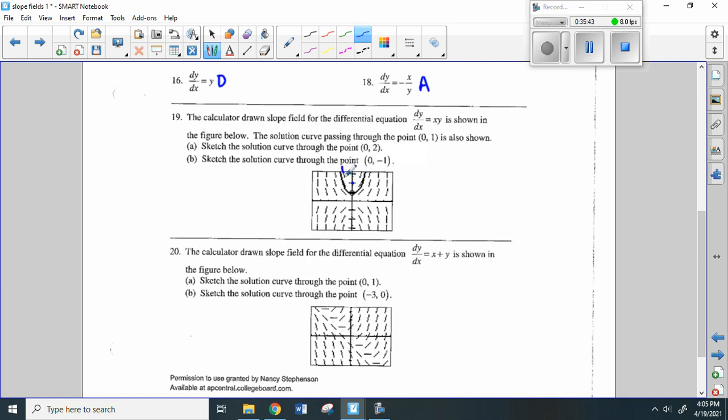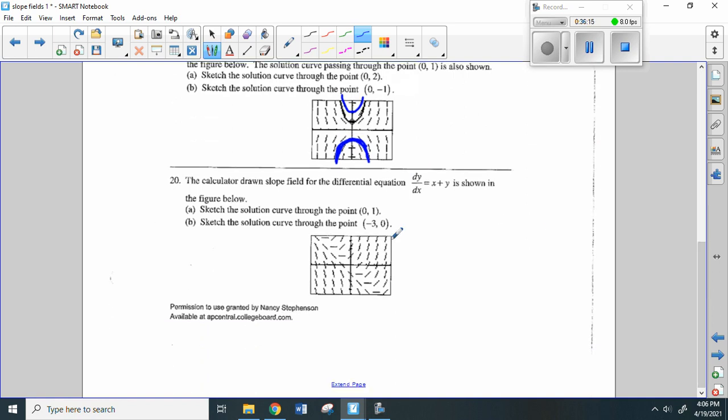So here's 0, 2, and since it represents a family of curves, I should be able to draw a parabola right inside there. All right, sketch a solution curve through the point 0, negative 1. Well, you can see that when I move down to the negative 1, it looks like all of my slopes turn the other way. So more than likely, I'm not connecting the dots, but kind of following the dashes, trying to stay parallel to them. I should get a downward parabola.